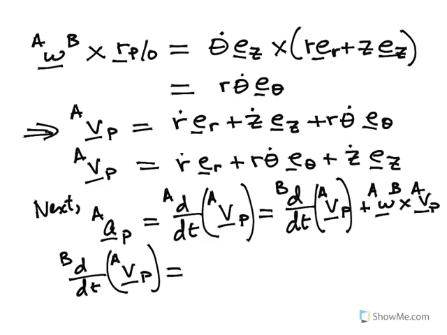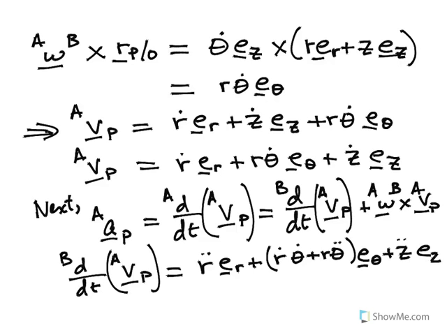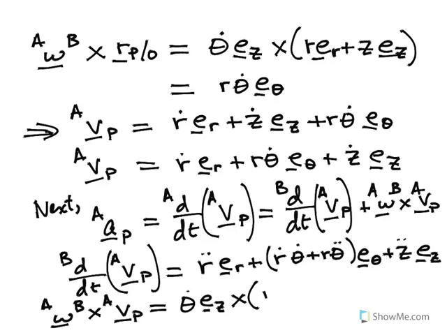So now let's look at d dt in B of vPA. What's that equal to? If I'm standing in frame B and I take the rate of change of this velocity, vPA, the only things that are changing are the coefficients. So I get r double dot er, and then the second term is a product: r dot theta dot plus r theta double dot times e theta, plus z double dot ez. And then I also get the angular velocity of B in A crossed with vPA, which is theta dot ez crossed with r dot er plus r theta dot e theta plus z dot ez.